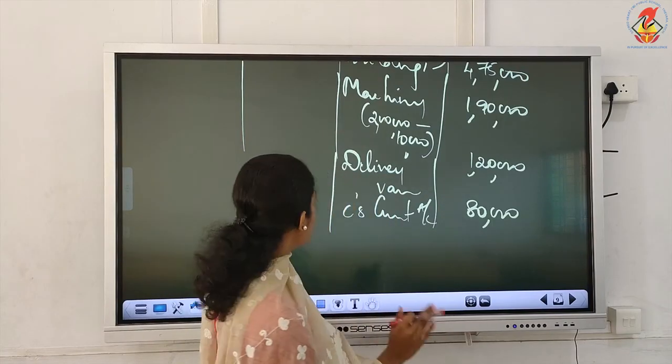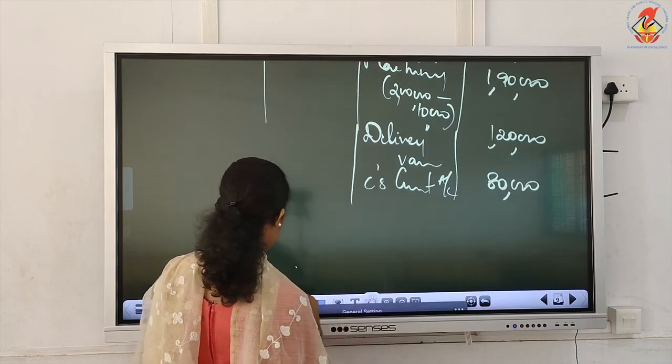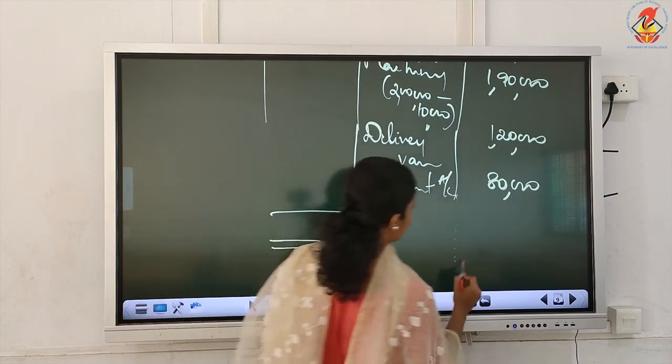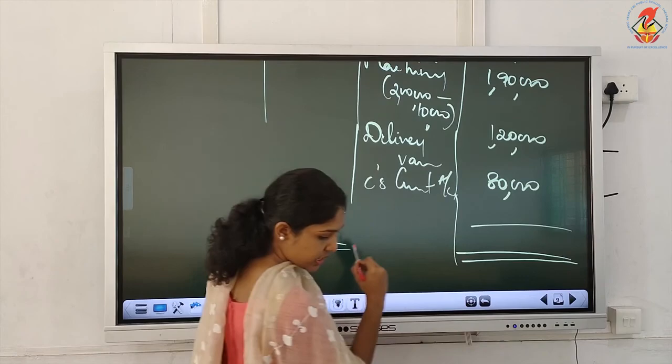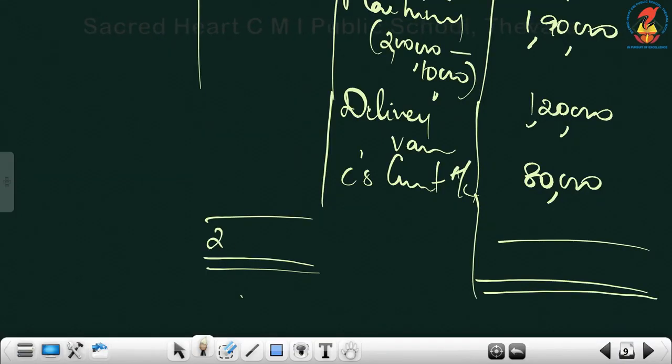Do we have any other asset? Okay, with that it is over. The balance sheet should tally now. The total of the balance sheet is 25,35,000. You just add and see whether we are getting this.